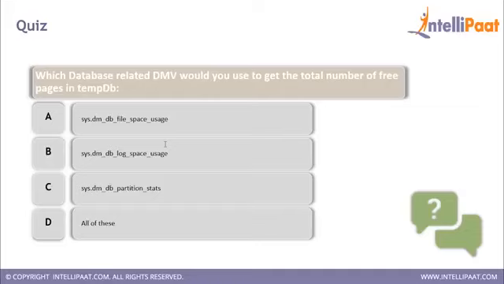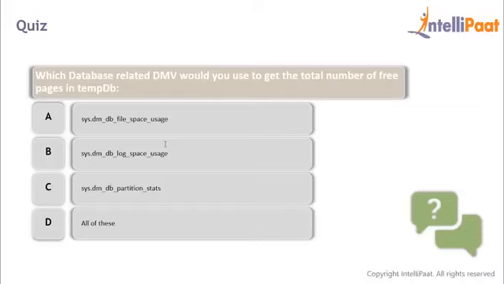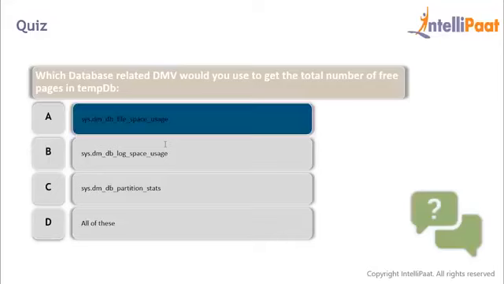So the next question is, which database related DMV would you use to get the total number of free pages in tempdb? So what do you think is the answer? The answer to this is db underscore file space usage. So this is the DMV which we'll use to get the total number of free pages in tempdb.